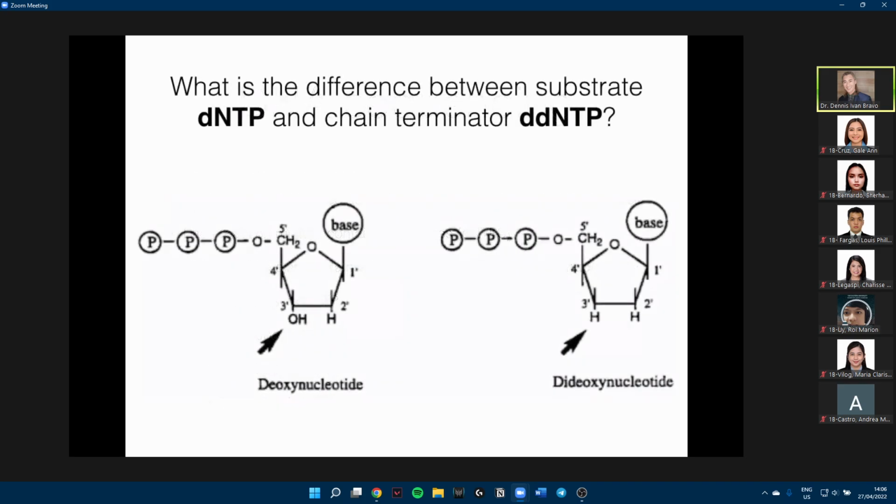What is this chain terminator anyway, and how does it compare with the regular substrate deoxynucleotide? So let's focus on the regular deoxynucleotide. What is being pointed out here is the 3' hydroxyl group, which is absent on the chain terminator. What do you remember about the 3' hydroxyl group that we keep on emphasizing because it seemed like the theme for our discussion last week? I know there's significance in the 3' hydroxyl group. Anyone?